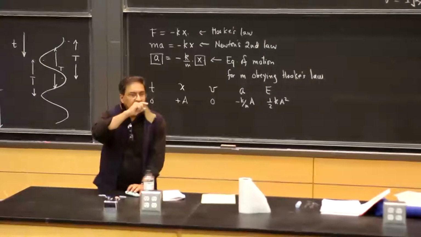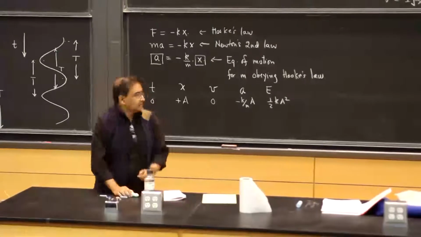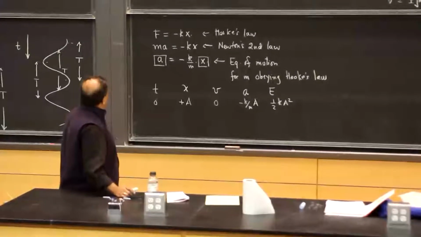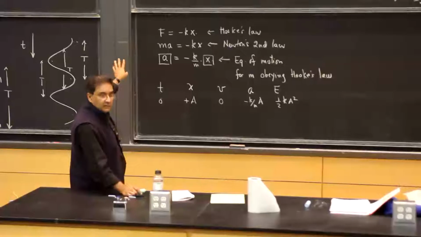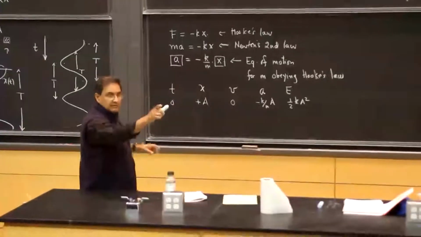Yes? Why do you have for the a, negative k over m times a? That's force. Force is ma, right? That comes from Newton's second law. That's why I wrote down Newton's second law. Force is ma equals minus kx.